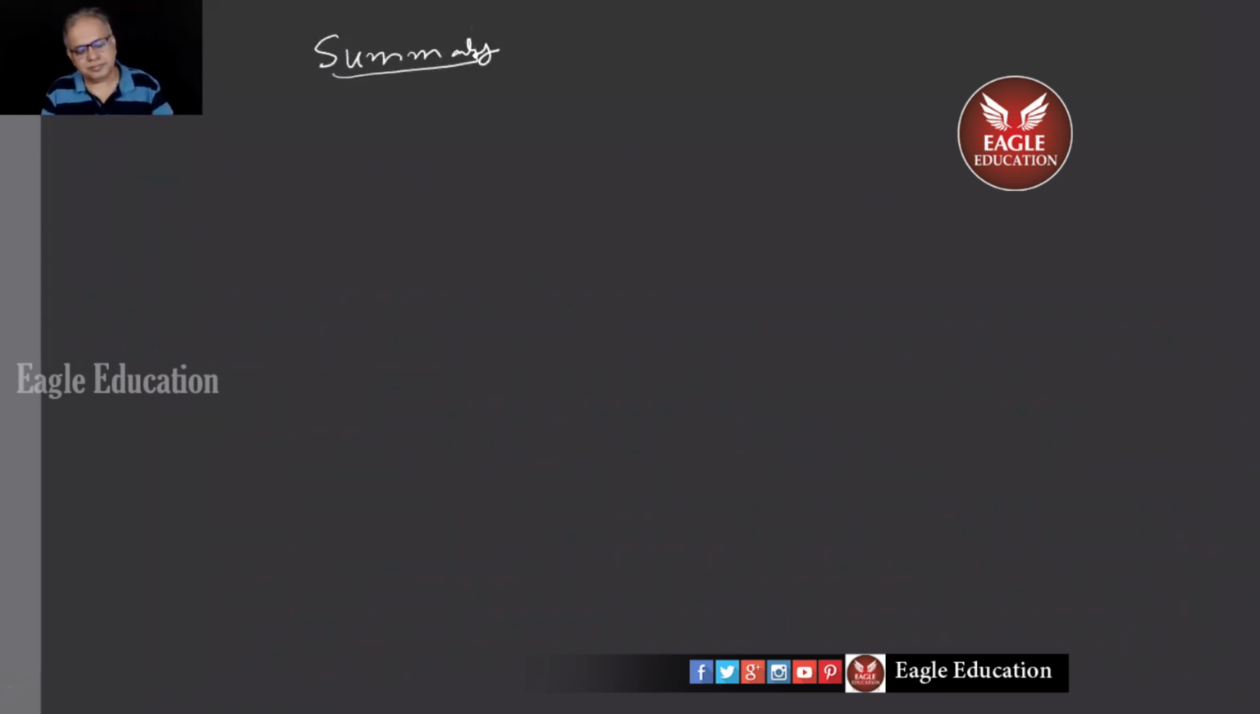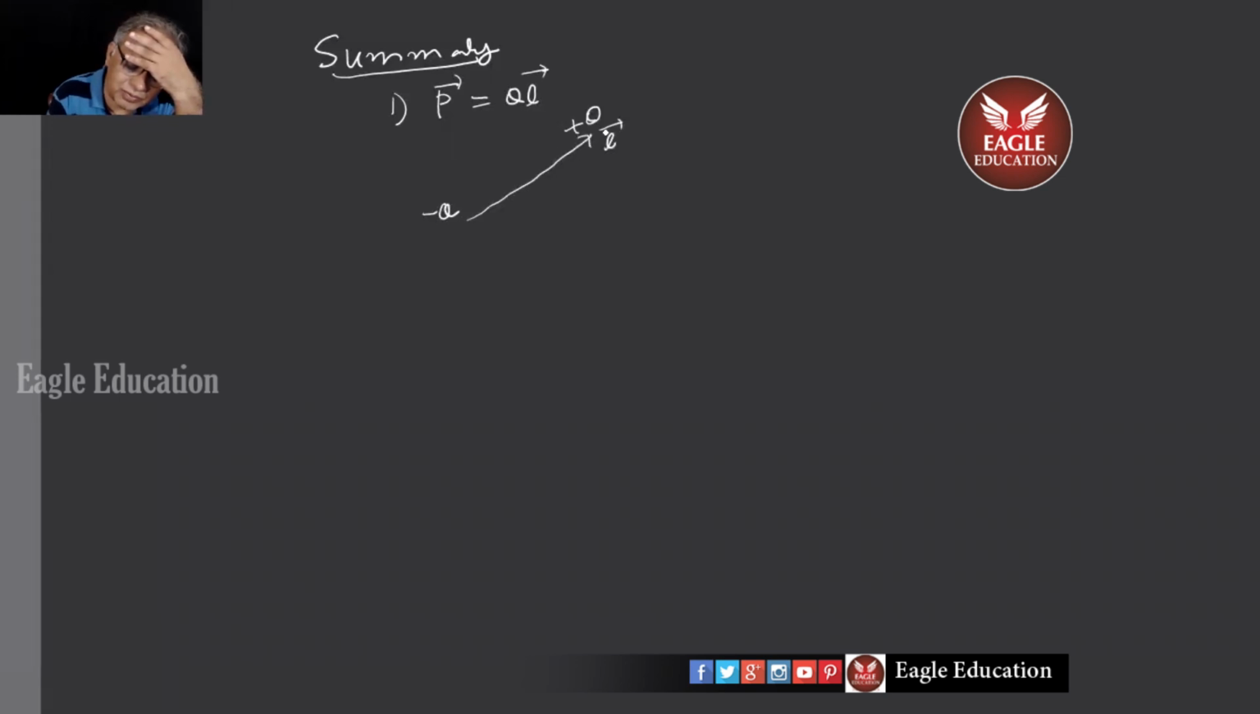In the summary, it is like this. The first thing we defined is P equals Q into L. So the direction of P is the direction of L. And the way I took the L vector is from minus Q to plus Q. So whatever is the direction of L is the direction of the P vector.